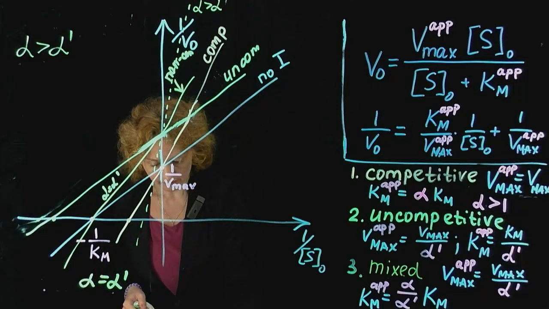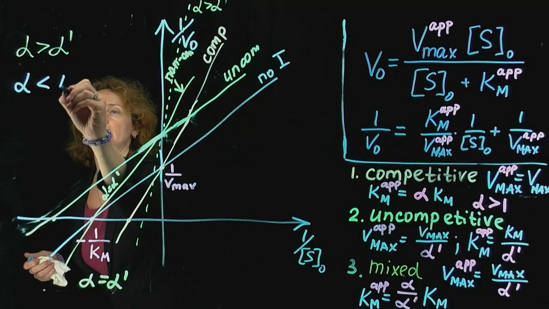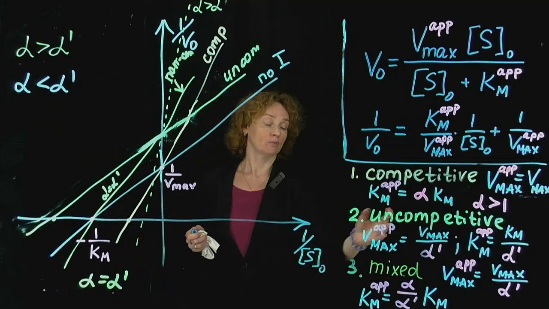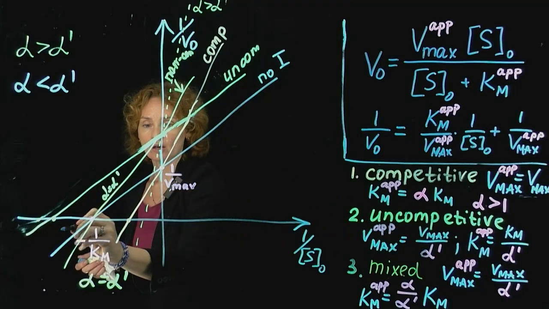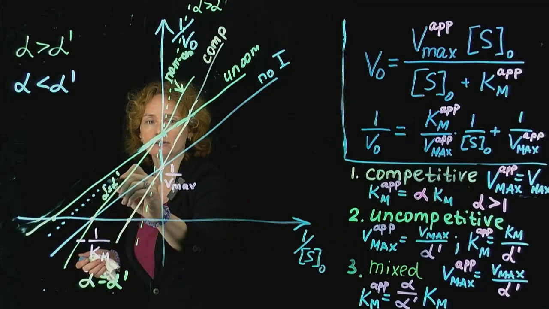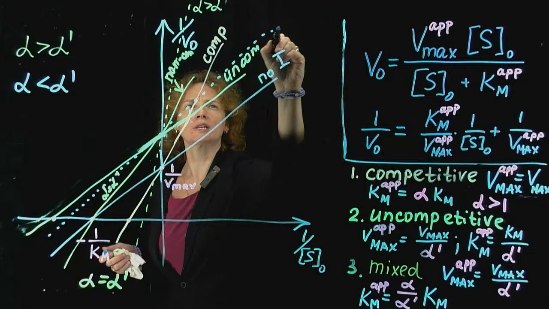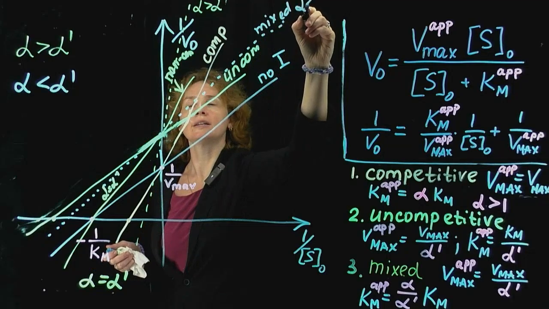So if I have alpha less than alpha prime, then my Km will be decreased, and of course my Vmax is decreased by default, and so I will have a curve that looks like that. So that's a case of mixed with alpha less than alpha prime.